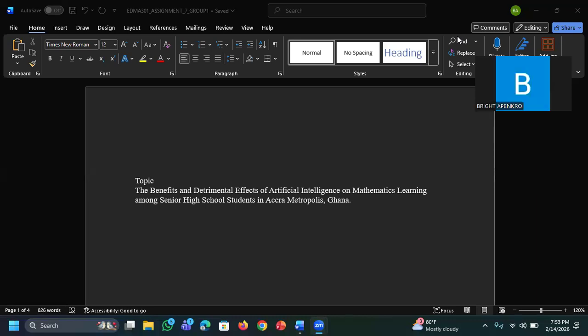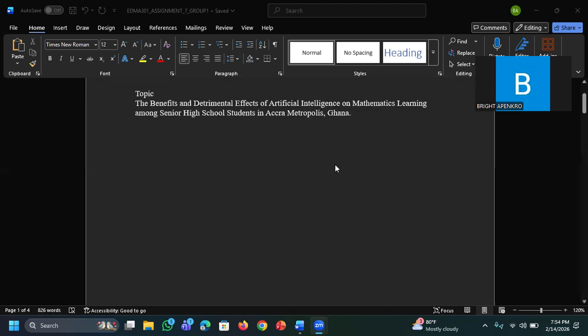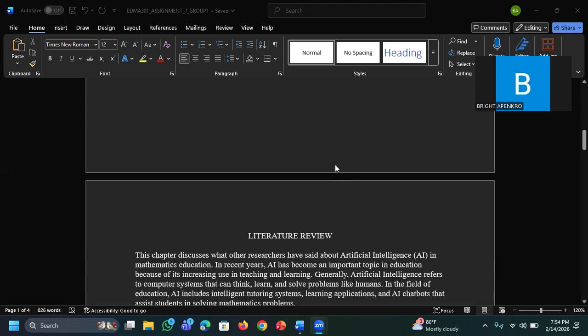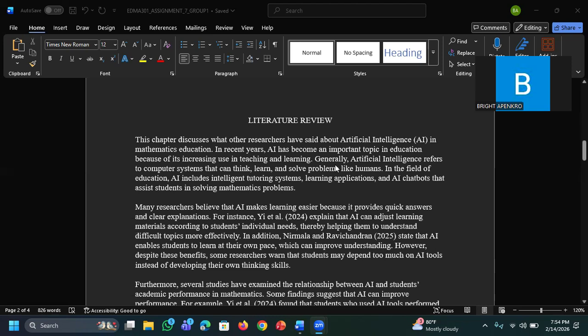Good evening to all of you. This is Book One once again, and we are doing our presentation on literature review. We decided to choose the topic, the benefits and detrimental effects of artificial intelligence on mathematics learning among senior high school students in Greater Accra metropolis, Accra. So basically, we want to look at the effect of AI, whether it is a benefit or a detriment to students.